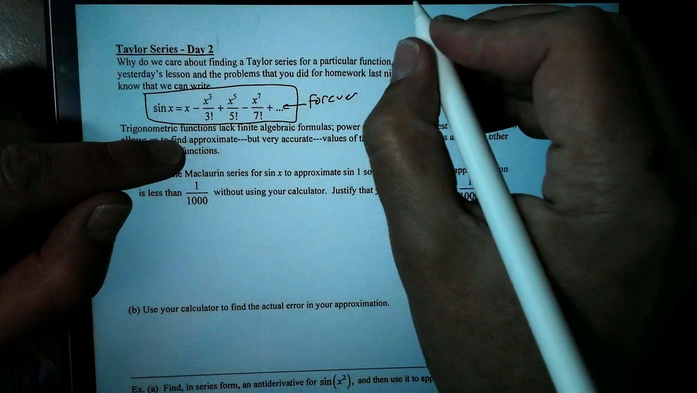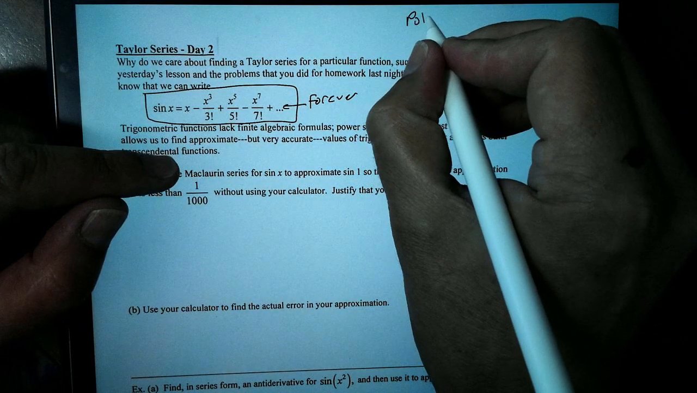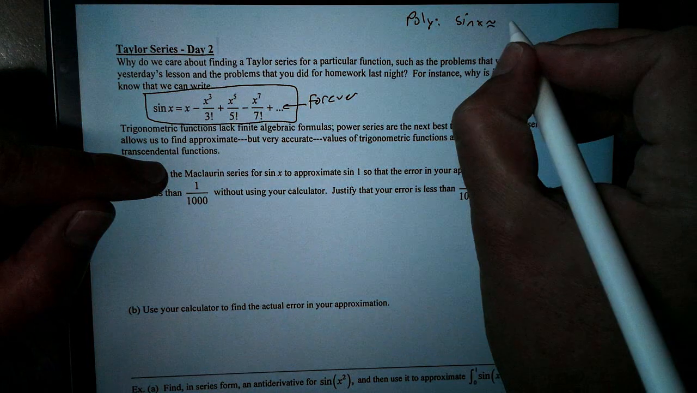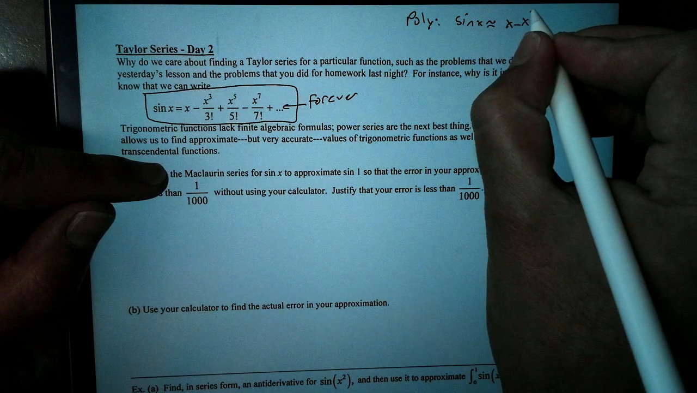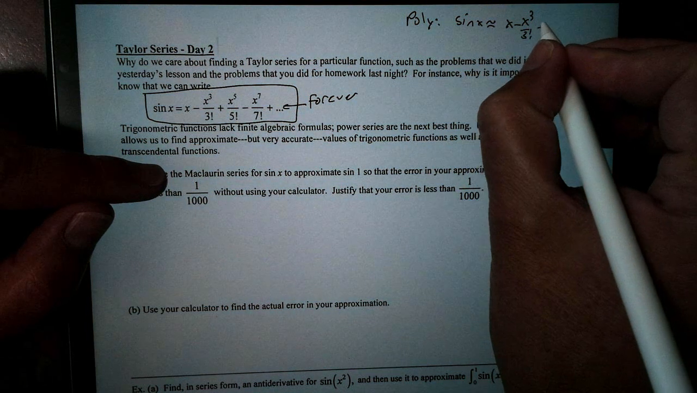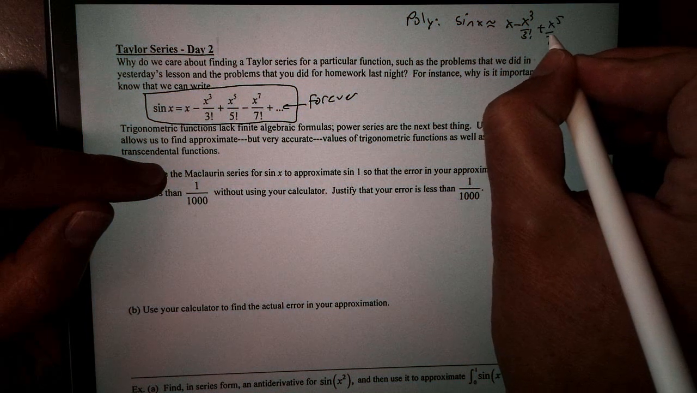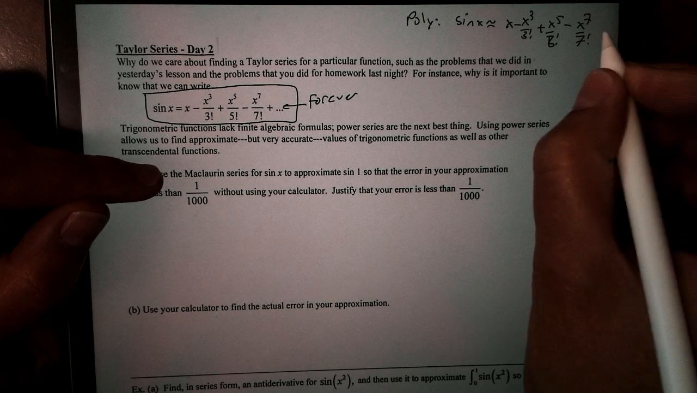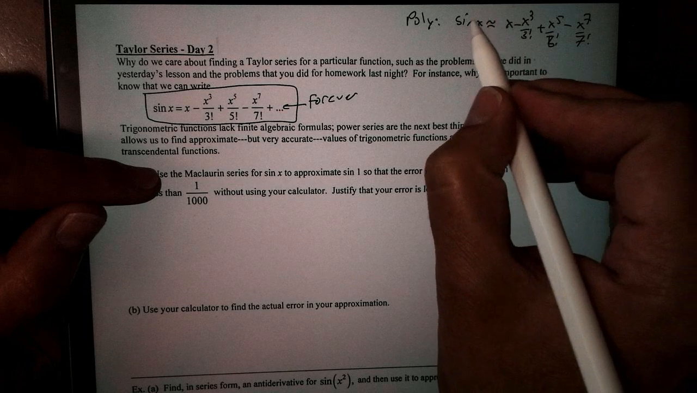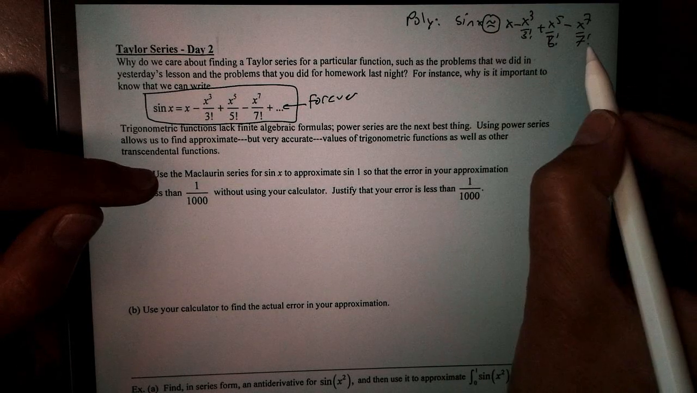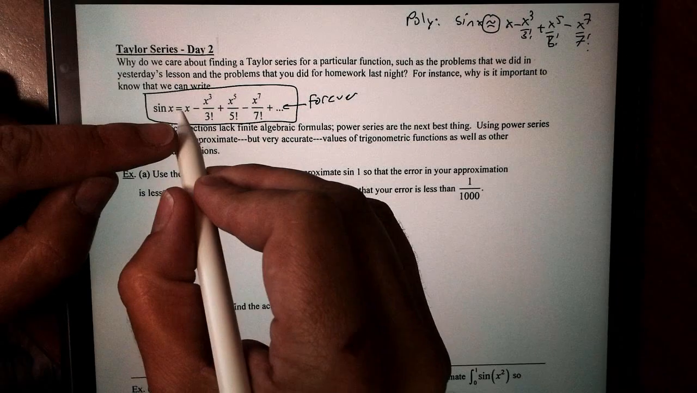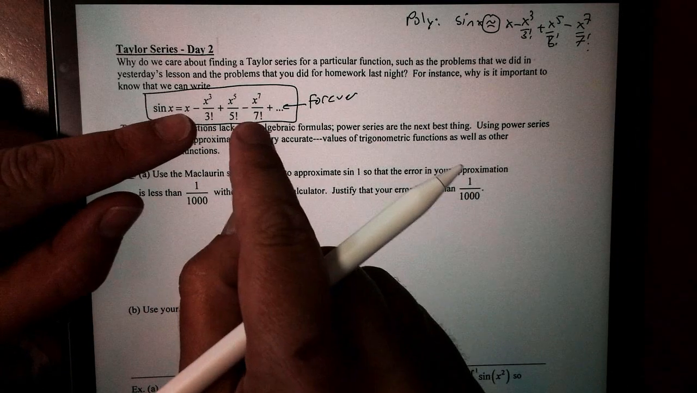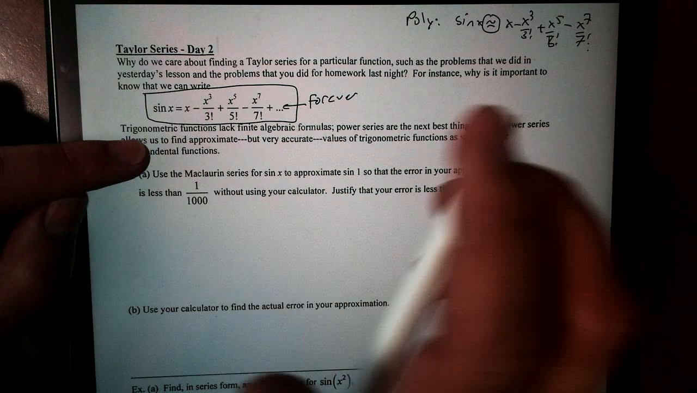And remember, this is different than a Taylor polynomial. In a Taylor polynomial, we would say sine of x is approximately x minus x cubed over 3 factorial plus x to the 5th over 5 factorial minus x to the 7th over 7 factorial. And we stop, because a polynomial only approximates to a certain degree. Where a Taylor series, because this pattern goes on forever, actually becomes the function.